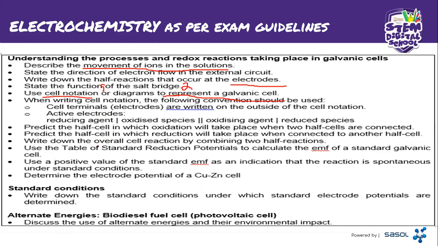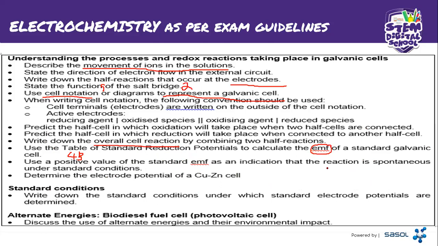And then we must be able to write down still the overall cell reaction, and we know we do that by combining the two half reactions. In other words, combining the oxidation half reaction as well as the reduction half reaction. And then we must be able to use table 4B, right? Which is a table of standard reduction potentials to calculate the EMF of a standard galvanic cell.